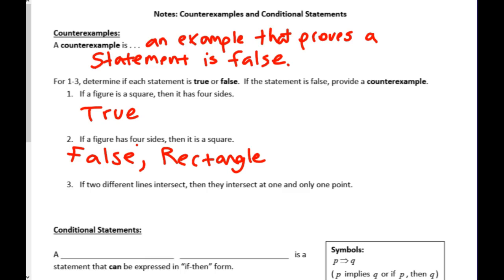Cool. Now, next one. If two different lines intersect, then they intersect at one point. Now, can you think of a line that intersects at more than one point? Straight lines only cross once, right? The only time they cross more than once is if they're literally the same, then they're always touching, right?